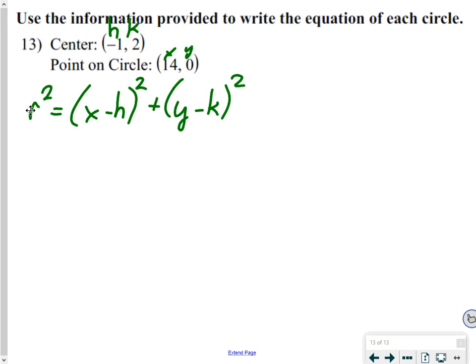I would just encourage, okay, the KISS process. Keep it simple, stupid. Okay, I call myself stupid all the time, so keep it simple. I'm talking to myself here. All right, so the difference between the x values would be 15. The difference between the y values is 2. So we have that difference between the x values squared plus the difference between the y values squared.